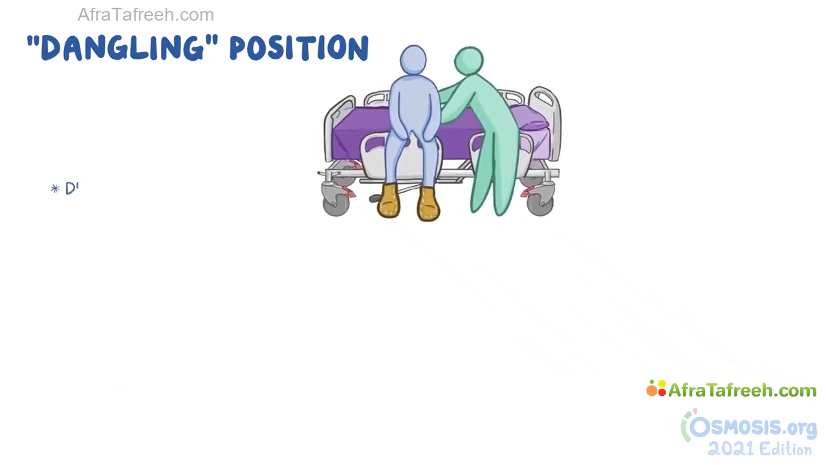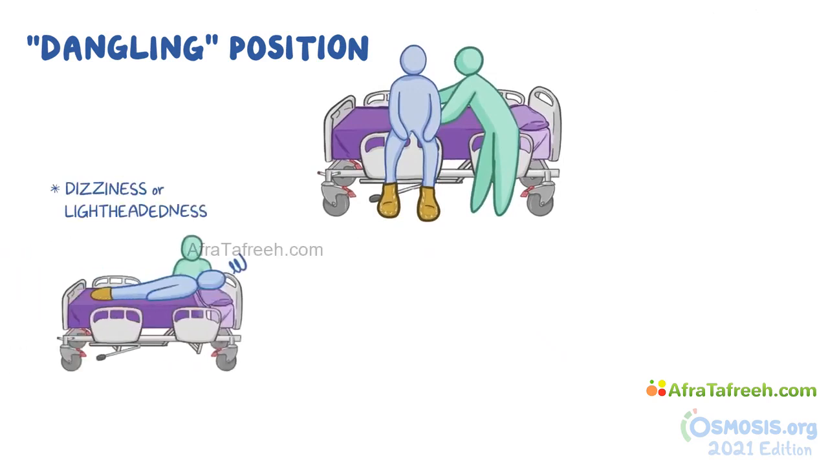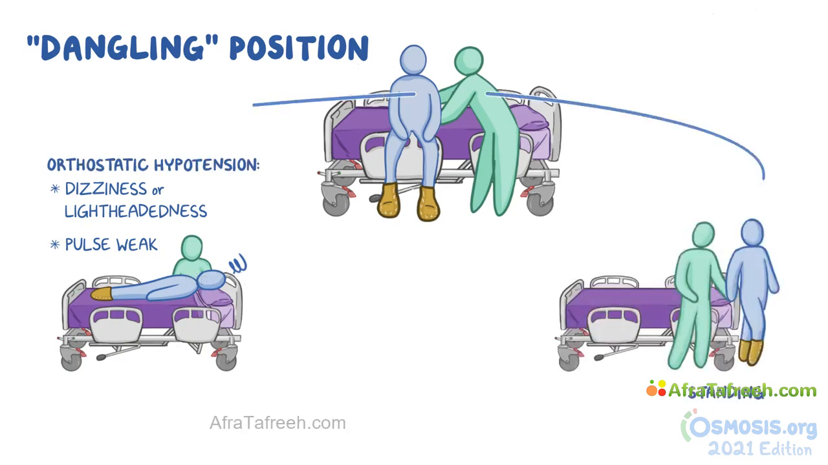If the client reports dizziness or lightheadedness, help them back into the supine position. If not, let them rest in the dangle position. You might be asked to take a pulse, and if it's weak, that could be another sign of orthostatic hypotension. Finally, either help them into the standing position or to lie back down.